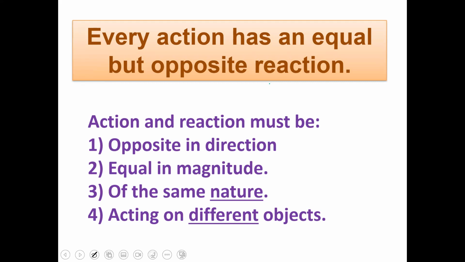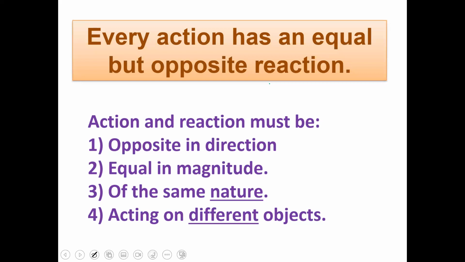in our O-level, we had only this much of the law, but in A-level, they want to clear it more. Newton's law was not only that every action has an equal but opposite reaction. The law has some important parameters. The first, action and reaction must be opposite. Second, equal in magnitude. But very important, of the same nature: the reaction of weight will be another weight. The reaction of tension is another tension. Number four, which is also very important, is that they do not act on the same object.